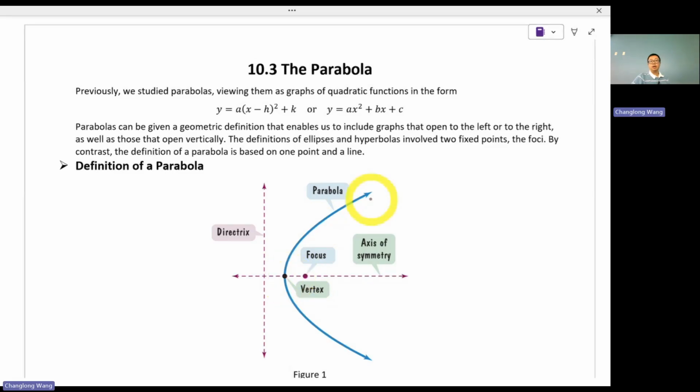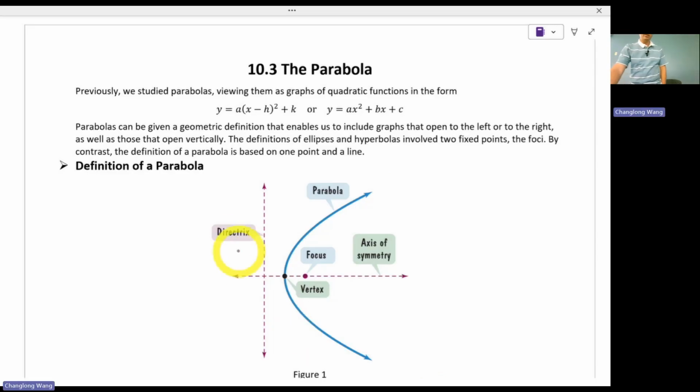The way you draw the parabola is to start from the vertex and curve towards the focus, and make sure that the curve is symmetric about the axis of symmetry. So basically, you just have to locate where the vertex is and which side the focus is on relative to the vertex, to make sure it curves in a certain way.